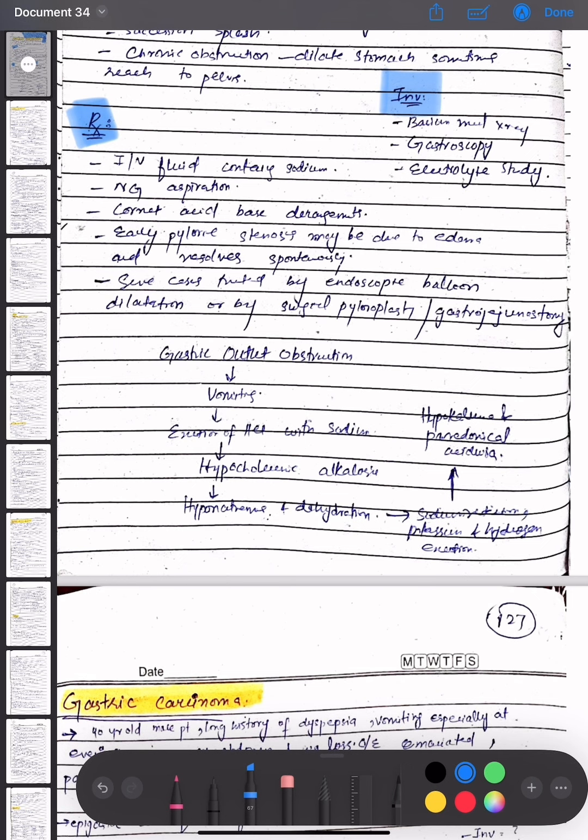Gastric outlet obstruction leads to vomiting and excretion of HCl with sodium, which leads to hypochloremic alkalosis, hyponatremia and dehydration. Sodium retention, potassium and hydrogen excretion occur, and hypokalemia and paradoxical aciduria result.